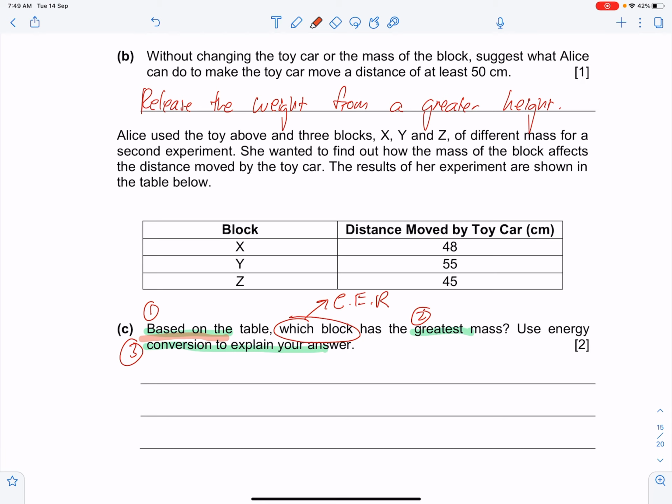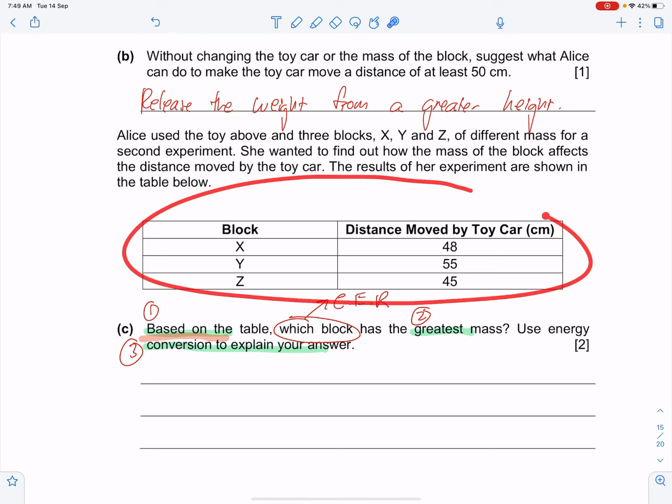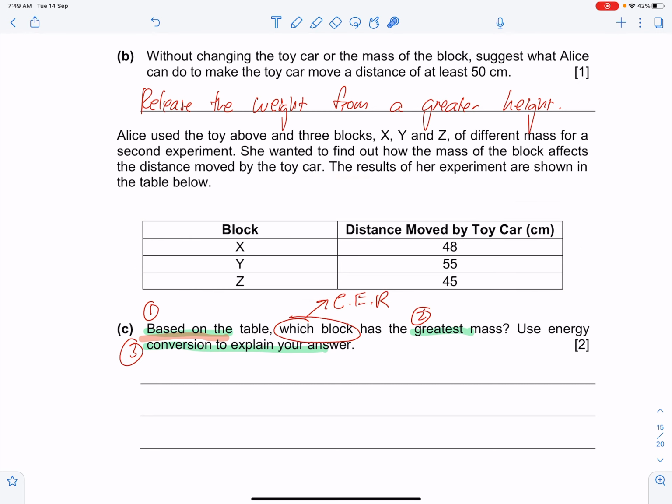Instead of telling me what the table says, students will just go, oh, block X has the greatest mass, without telling me anything about the distance. That was the major error that most of y'all made in this paper. Y'all didn't tell me about the greatest distance moved. Nothing. So where is your evidence? It needs to be based on the table. Strangely enough, many of you didn't say that.